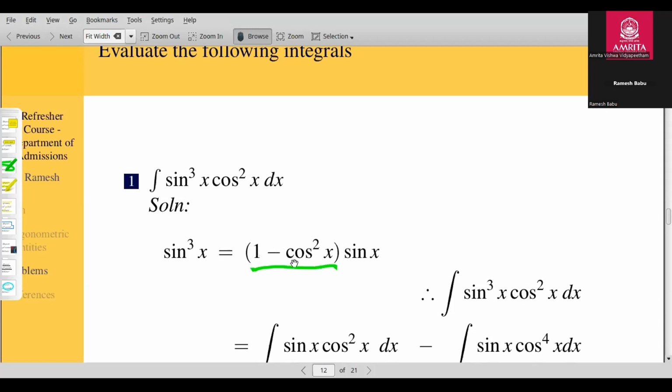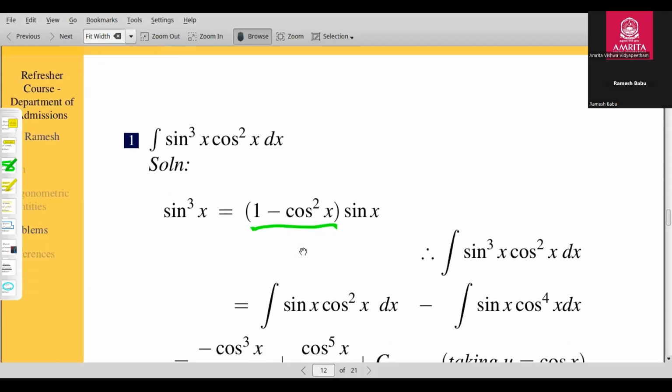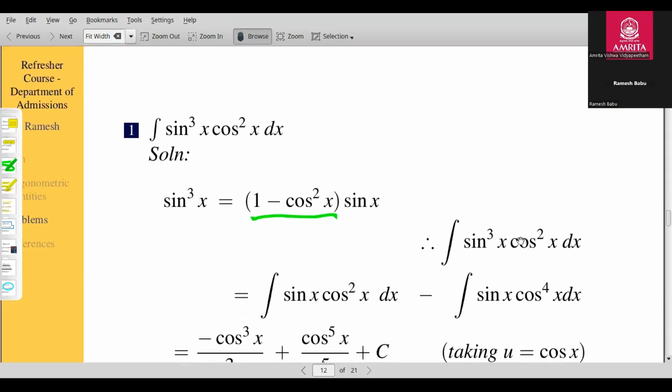See what happened here. Again, I took up sine cube x into cos squared x into dx. I want to replace sine cube x with 1 minus cos squared x into sine x, multiplied with cos squared x into dx. So the first term is 1 into sine x into cos squared x. The middle term has a minus sign, so I put it as a minus term. After all, this is nothing but cos squared x into sin x, and with cos squared x already here, it becomes sin x into cos power 4 x into dx.